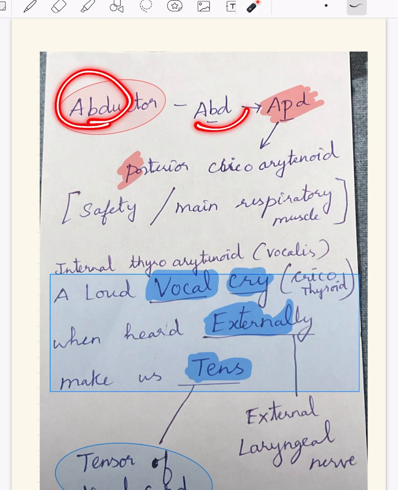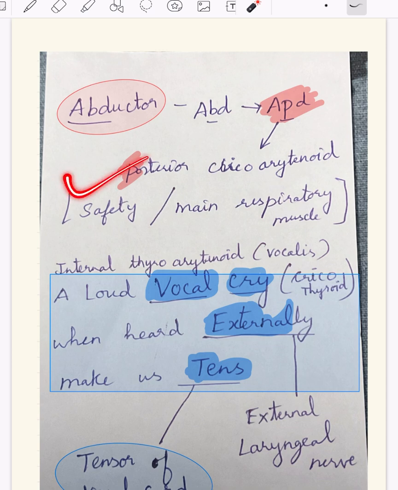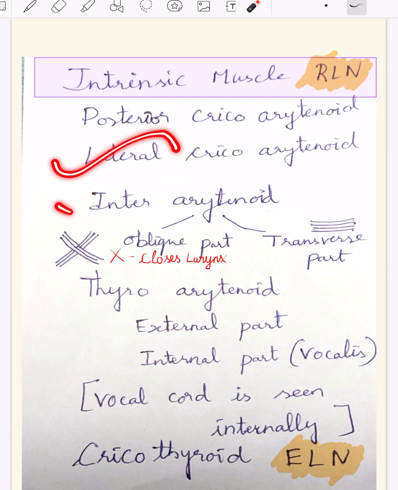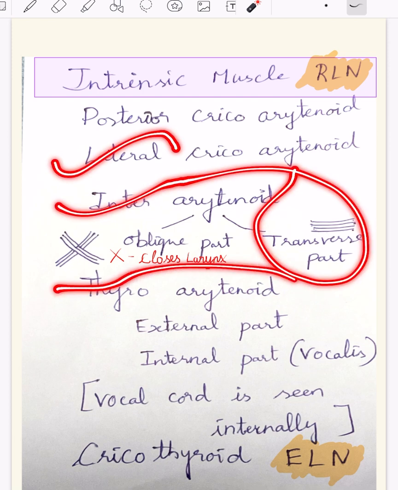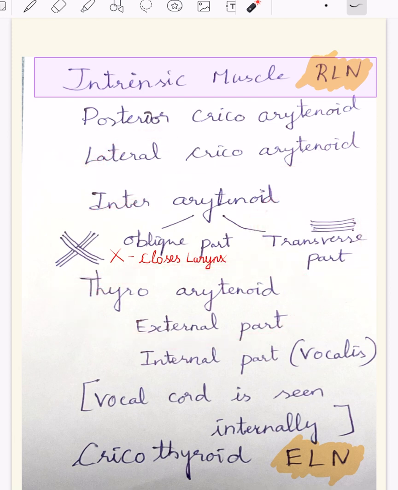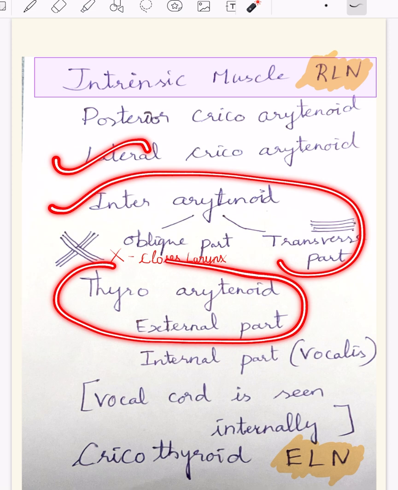The abductor can be pronounced as APD, and P stands for the posterior cricoarytenoid. This is the only abductor of the vocal cord. So it is called the safety or main respiratory muscle of the vocal cord. Next, moving on to the remaining three muscles, that is, lateral cricoarytenoid, interarytenoid transverse part, and thyroarytenoid external part, these are the adductors of the vocal cord. Here, posterior cricoarytenoid is the only abductor of the vocal cord, and the remaining lateral cricoarytenoid, interarytenoid transverse part, and thyroarytenoid external part are the adductors of the vocal cord.